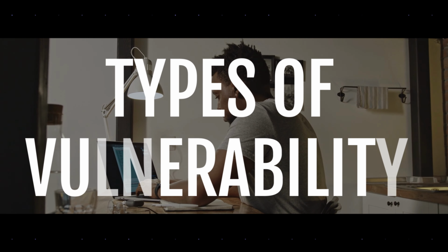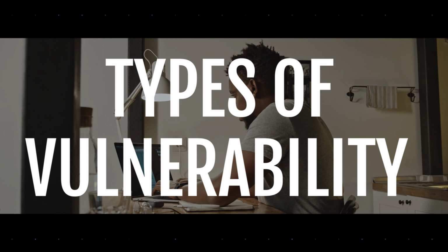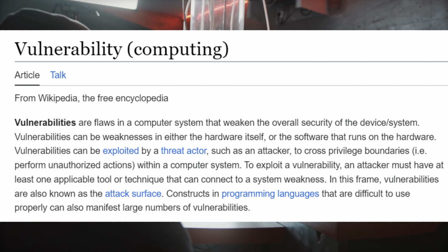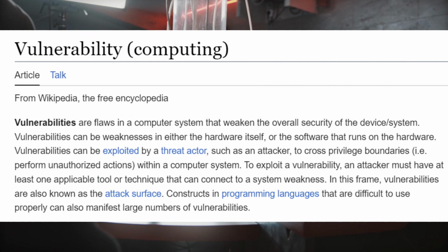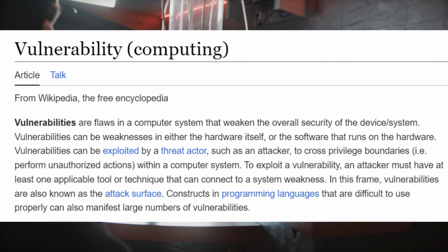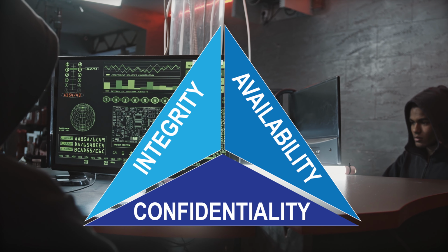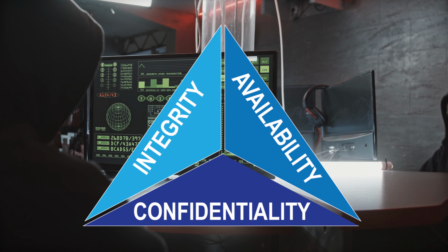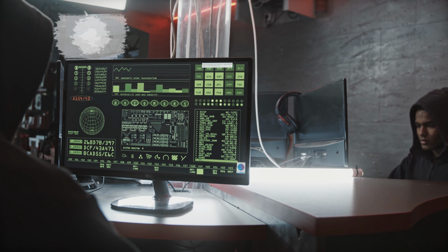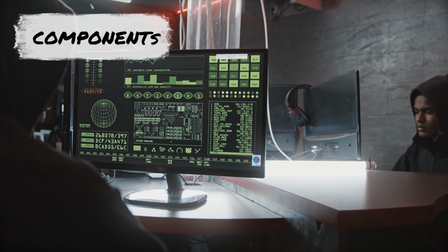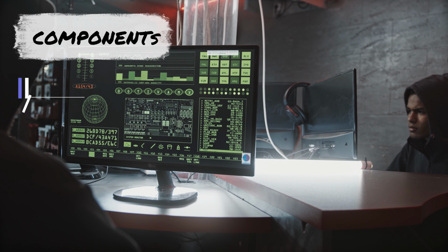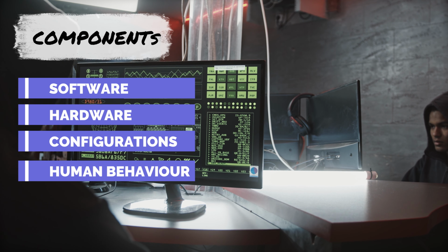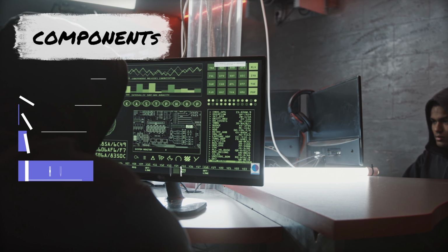Hey guys, in this video we'll discuss the multiple types of vulnerability. In the context of computer security, a vulnerability refers to a weakness or flaw in a system that could be exploited by an attacker to compromise the integrity, availability or confidentiality of that system or the data it processes. Vulnerabilities can exist in various components of a system, including software, hardware configuration and even human behavior. In this video we'll discuss different types of vulnerabilities.